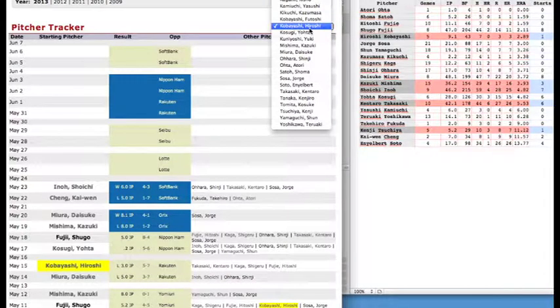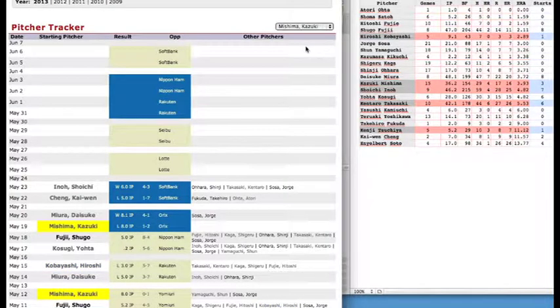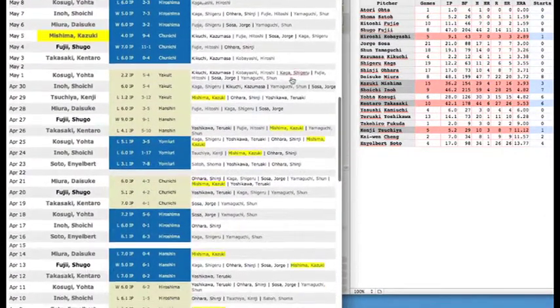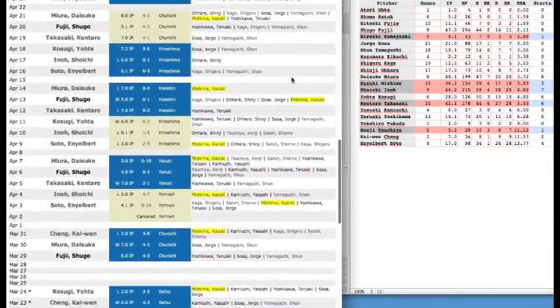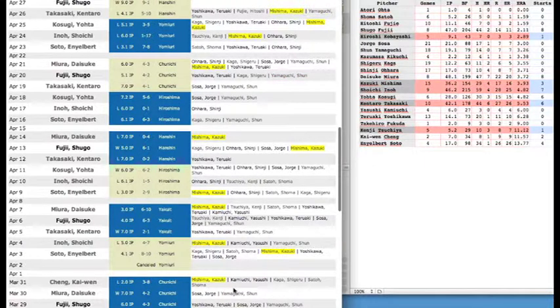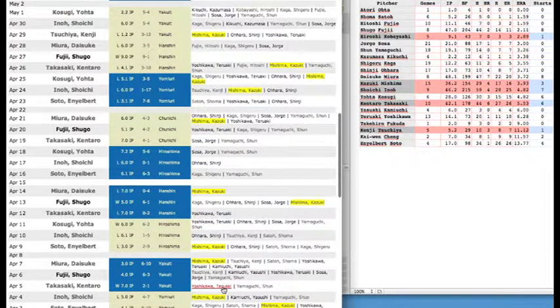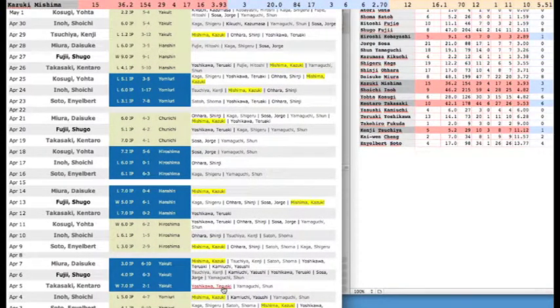Next, let's have a look at Kazuki Mishima. Mishima, of course, started off the season as a reliever. Here's where the season starts. He started off the season in the bullpen, and in the bullpen, he did so-so. He allowed 11 runs, 10 of them earned, over 16 and a third innings.